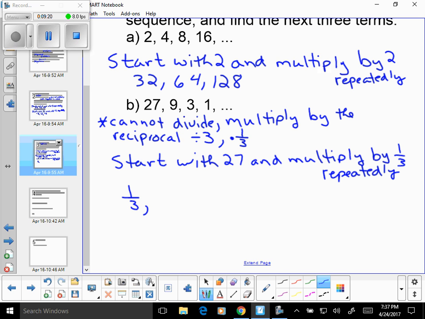Now here we go back to, do you remember how to do fractions? I'm supposed to take 1/3 times 1/3. Remember that when you multiply fractions, you multiply numerators and then denominators. So 1 times 1 is 1, and 3 times 3 is 9. Can you get the next term if you're going to multiply by 1/3? Yes, it's 1/27.